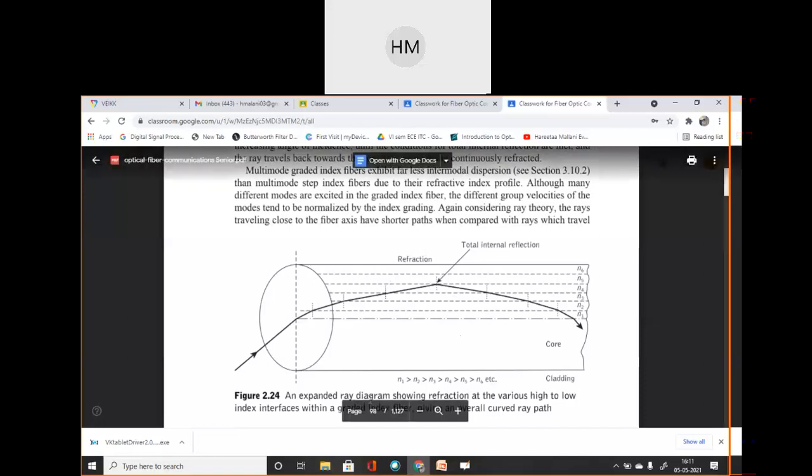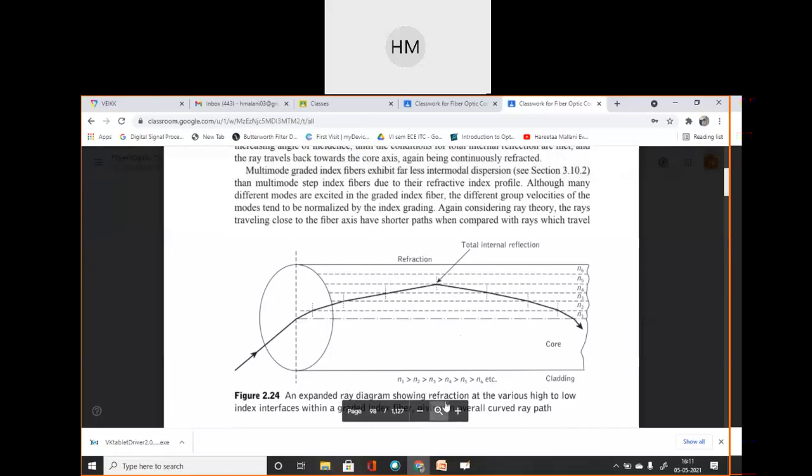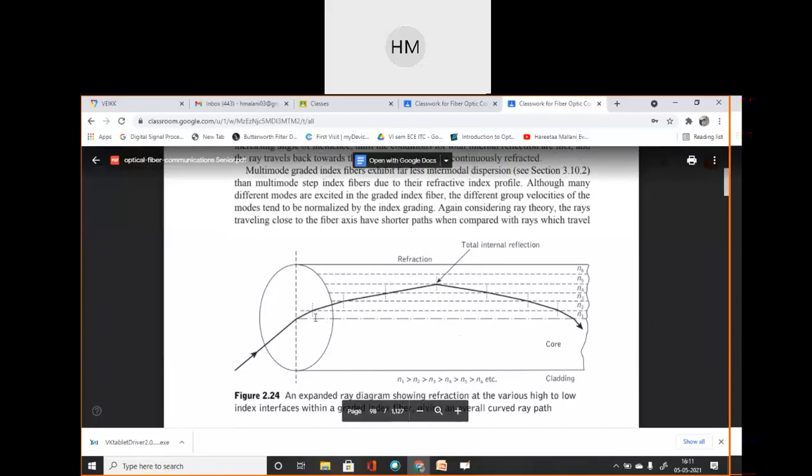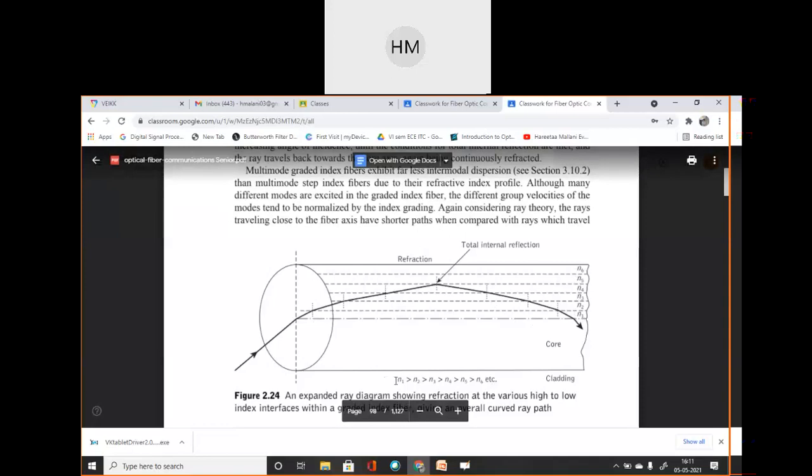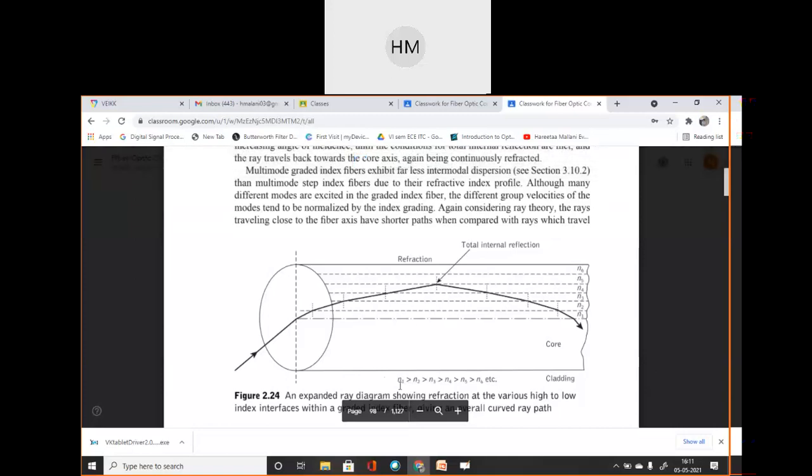This is showing you an expanded ray diagram showing interaction at the various high to low index interfaces within a graded index fiber. You can see here, this is my fiber axis. Near the axis, refractive index profile is N1. After certain region, it is N2, N3, N4, N5, N6, and N1 is the highest value of that refractive index profile. N1 greater than N2 greater than N3. In the core region, cladding region, the fiber is constant.